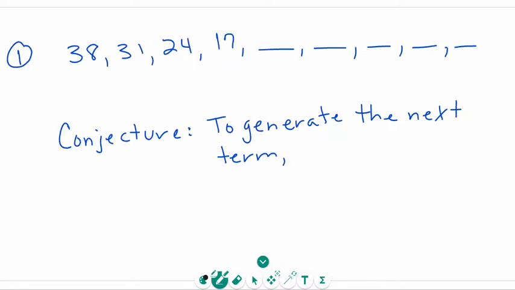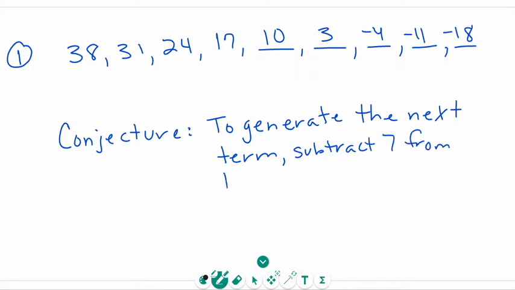So let's look at our first sequence. If we take a look at 38, 31, 24, 17, we're looking for a pattern. You're noticing that each number is decreasing by 7. So the next term would be 10, and then 3, and then -4, then -11, and -18. So the conjecture that we can form is to generate the next term, subtract 7 from the previous term.